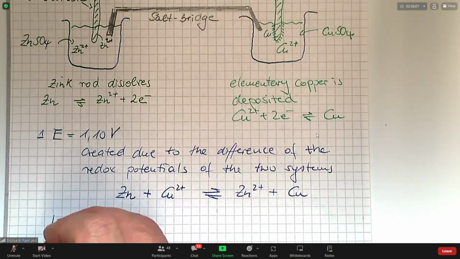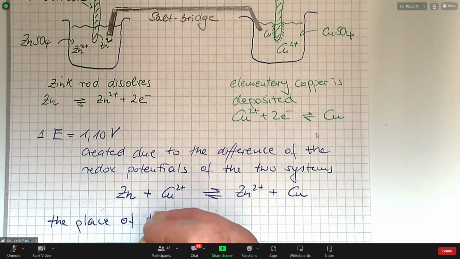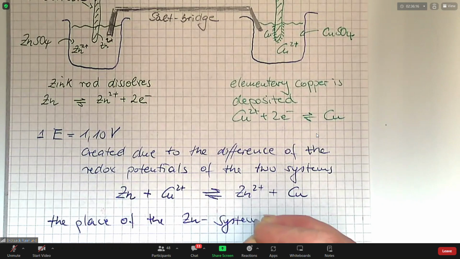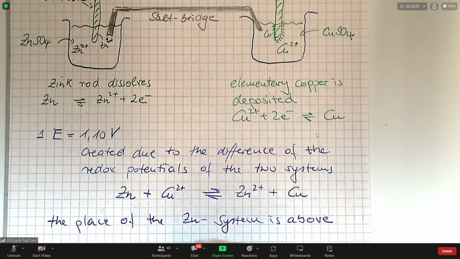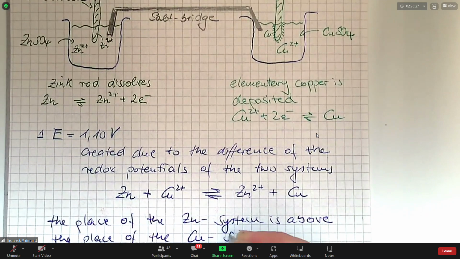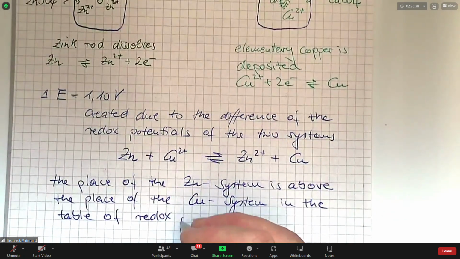Now we will see it. The place of the zinc system is above the place of the copper system in the table of redox potentials.